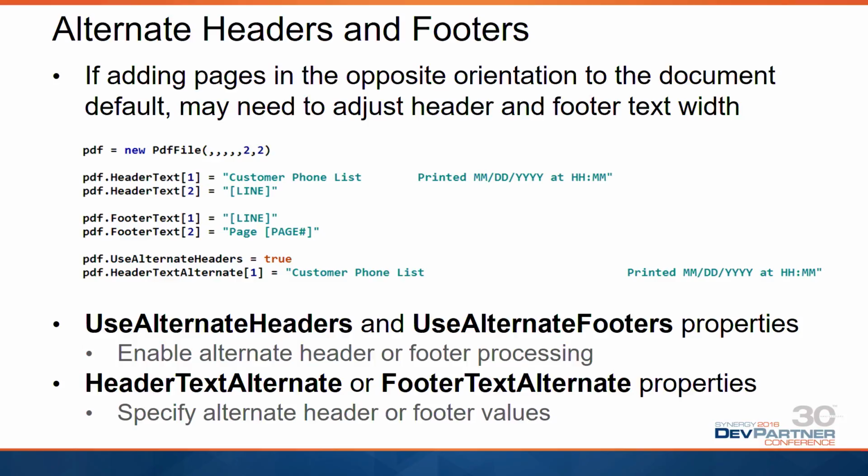Alternate headers and footers. Sometimes you find that if you're doing a PDF file, you don't have to have all pages in the same orientation. You can have page 1, 2, and 3 in portrait, and then switch to landscape and back to portrait, and so on. So the alternate headers can, if you need them to, come into play if you switch from the default orientation. The alternate headers and footers, if specified, will be used instead of the regular ones. So you can have some of the headers be 80 wide and some of them be 132 wide, depending on the orientation of the page.